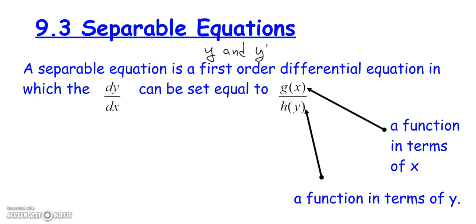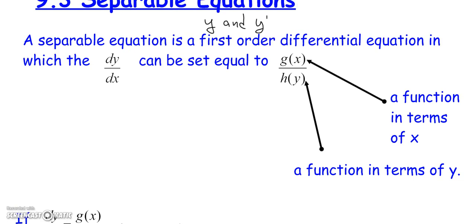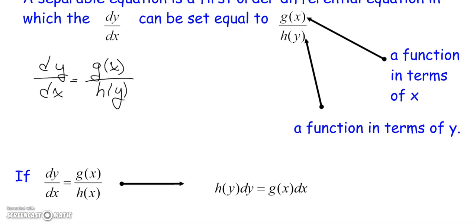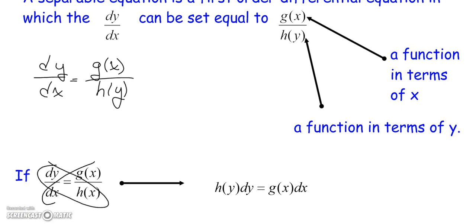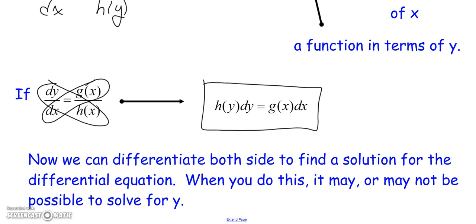So essentially, all your x terms are on top, and all your y terms are on bottom. So essentially you want to be able to set dy over dx equal to g of x, our function in terms of x, over h of y, a different function in terms of y. What that does is now you can cross multiply, and you end up with this equation over here on the right. The way we can solve separable equations is to integrate both sides. Is it h of y? Yes, it is h of y, because that's a function in terms of y.